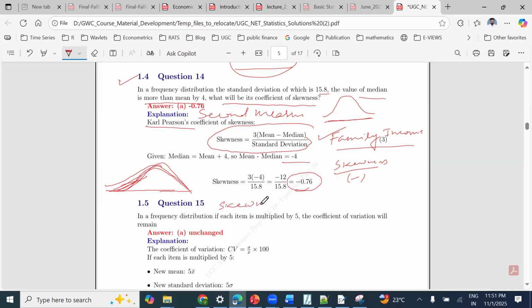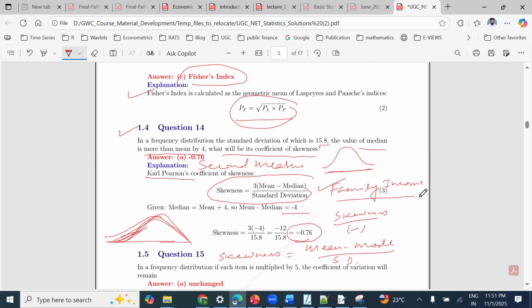Skewness is equal to mean minus mode upon standard deviation. This is Carl Pearson's first coefficient measure of skewness. Okay, first measure. You are definitely going to get one question on skewness. I am 100% sure, but we will discuss further whenever other questions come. So this is fine.